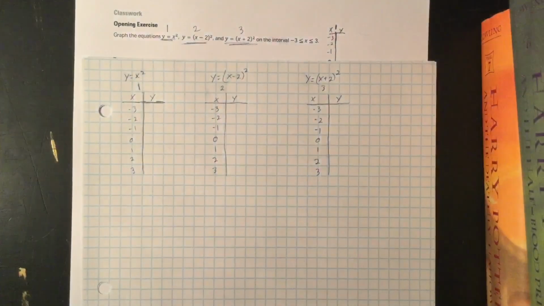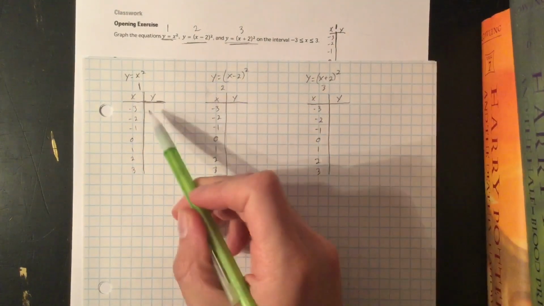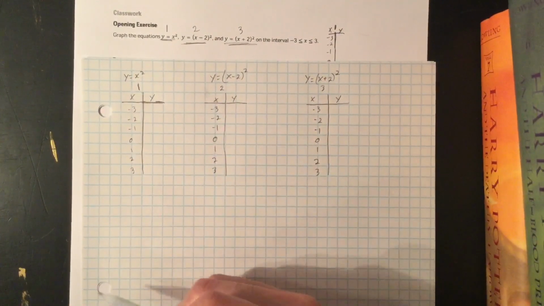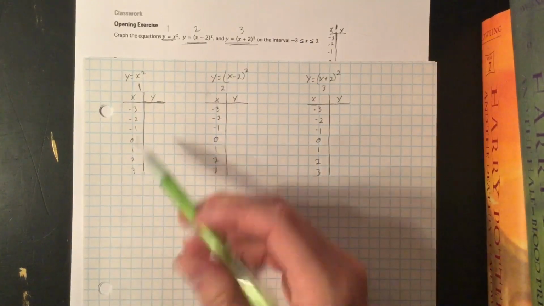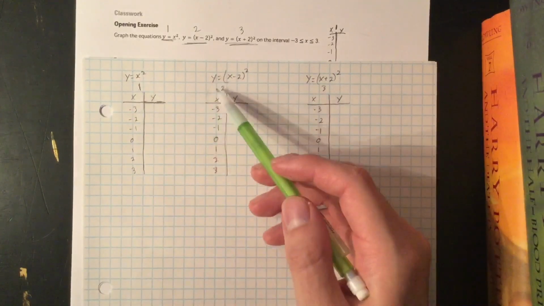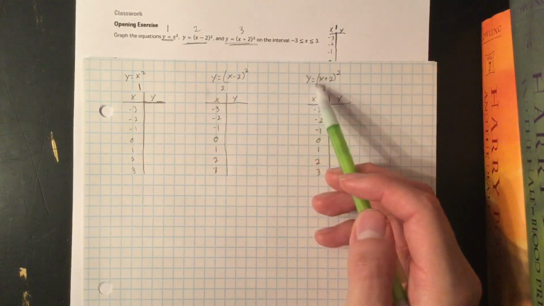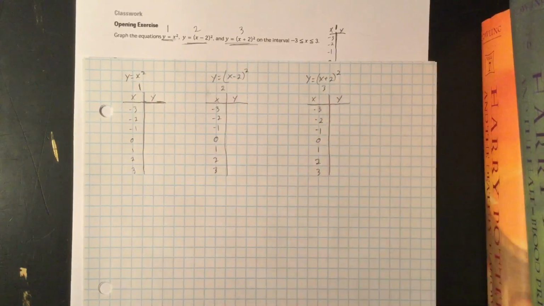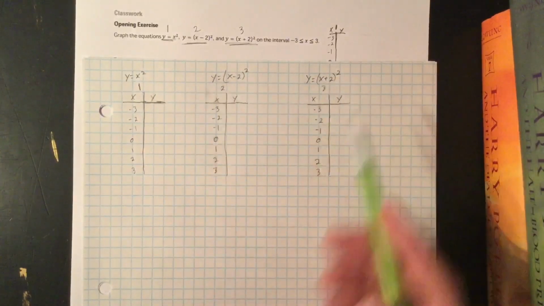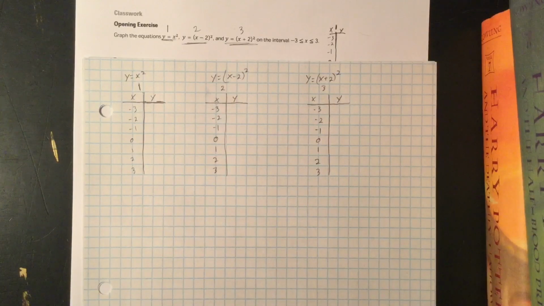Okay, so I went ahead and set these up. I'm using graph paper, and I would suggest you use graph paper for this as well. So y equals x squared, y equals (x minus 2) squared, and y equals (x plus 2) squared. I just wrote them out. I have them labeled 1, 2, 3, and now we're going to solve for this.